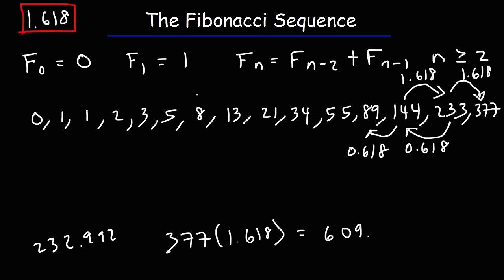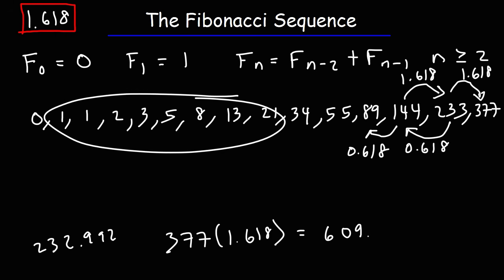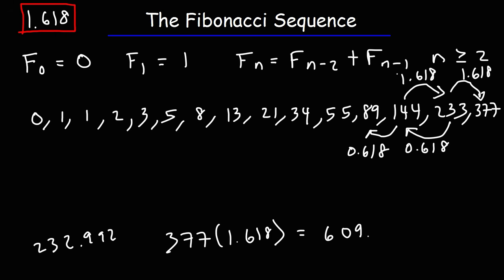Now, if you try to use that for the smaller numbers here, it's not going to work very well. So when n is, let's say, greater than 12, then you could use the golden ratio to approximate the next term in the sequence. Now, where do we get these numbers, 0.618 and 1.618? Where do they come from?